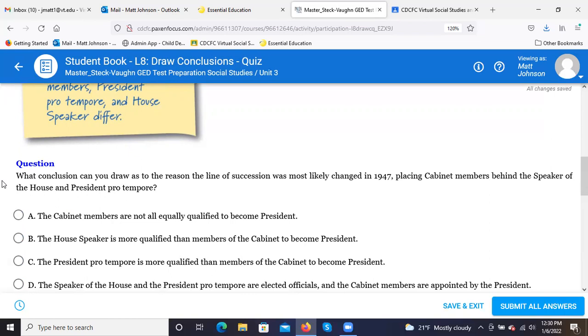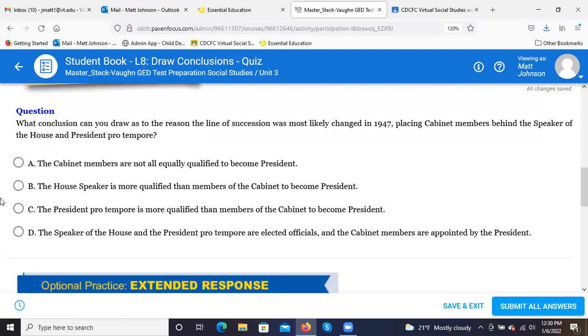A, the cabinet members are not all equally qualified to become president. B, the House Speaker is more qualified than members of the cabinet to become president. C, the president pro tempore is more qualified than the members of cabinet to become president. D, the Speaker of the House and the President pro tem are elected officials, and the cabinet members are appointed by the president.